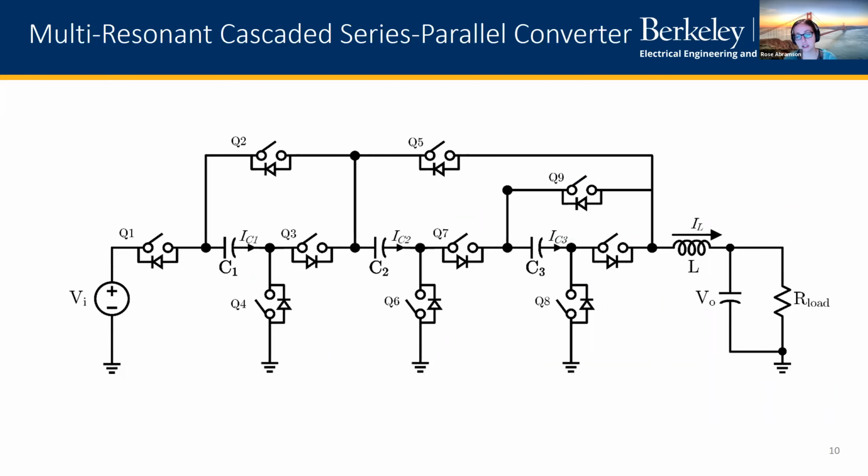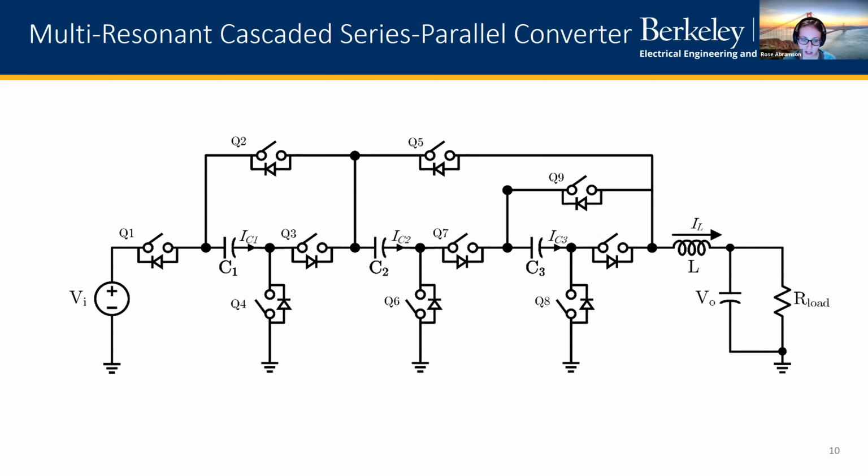So that brings us to the design that I'll be presenting today, which is a multi-resonant cascaded series parallel converter. And it's kind of a long name, but I'll be going through each of the parts of that name and why that was chosen. And this is essentially a 6-to-1 converter designed for an 8-volt intermediate bus voltage.